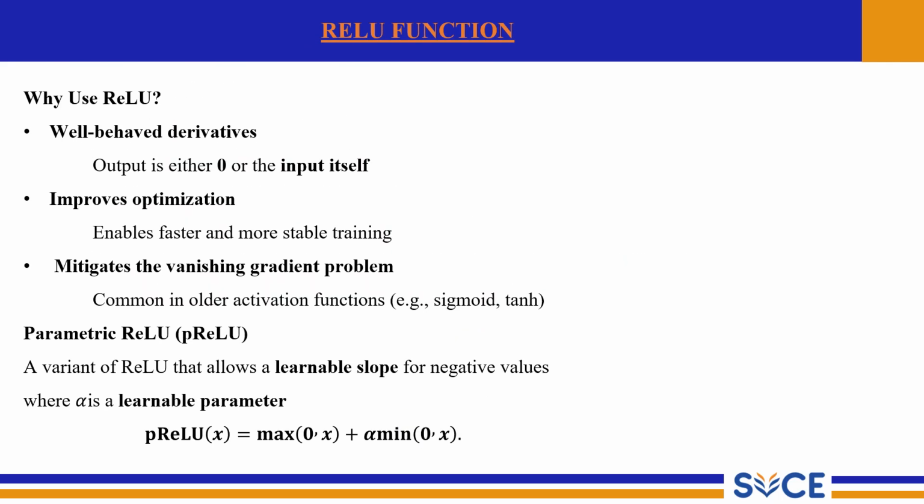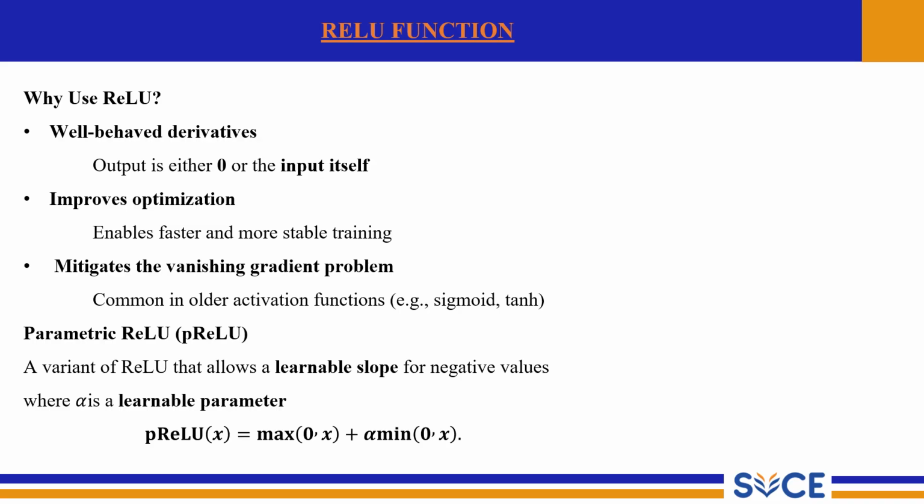The ReLU function is also called the rectified linear unit. It has become the most popular activation function in deep learning. First, ReLU has well-behaved derivatives. The output is either 0 or the input itself, which makes it simple and efficient to compute during training. This simplicity leads to improved optimization. ReLU enables faster and more stable training, helping models converge quickly without getting stuck.